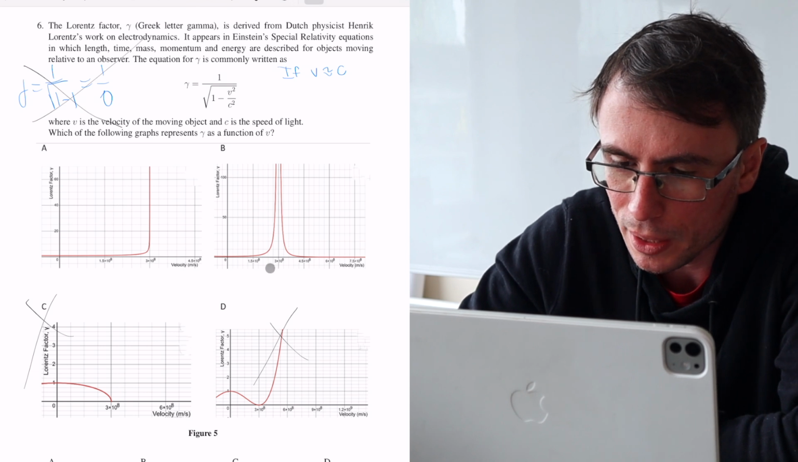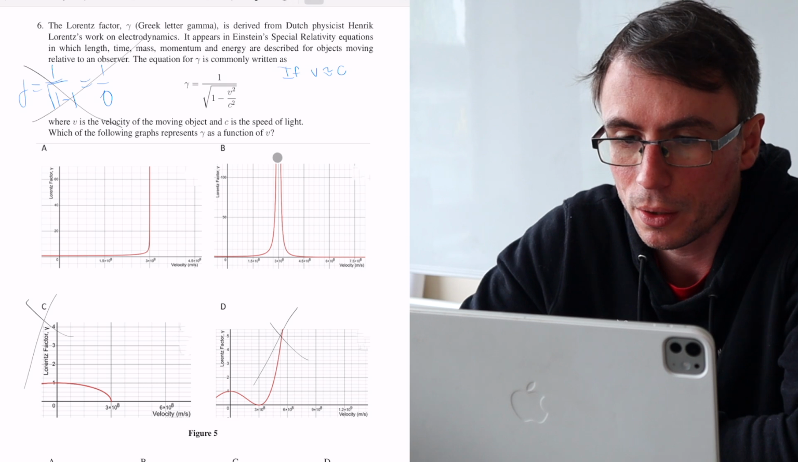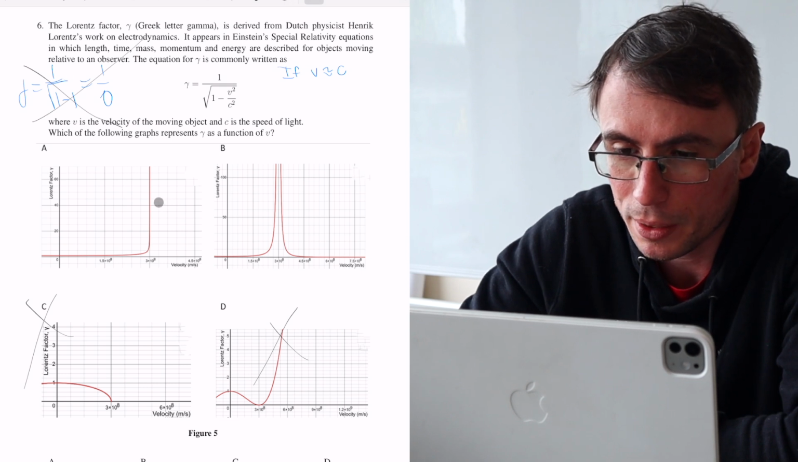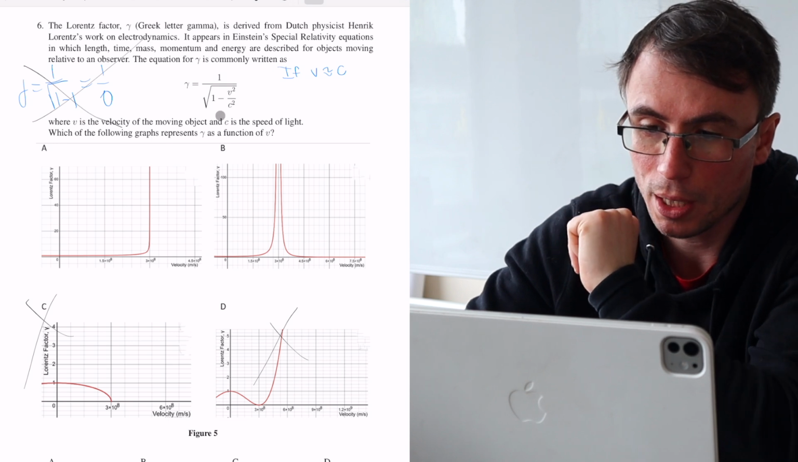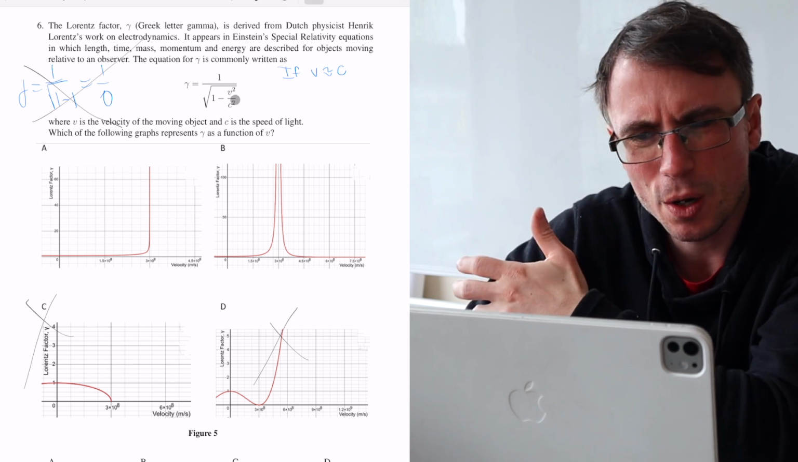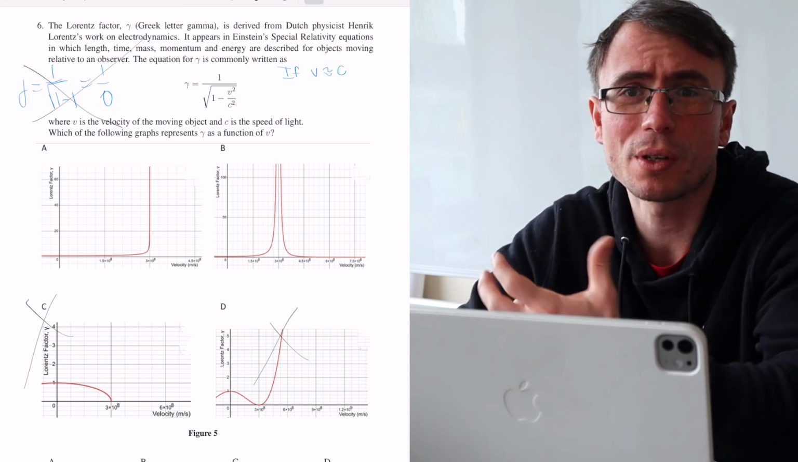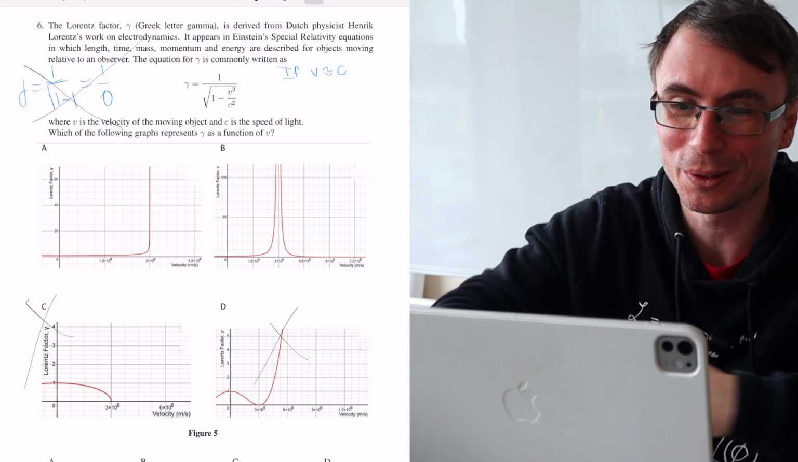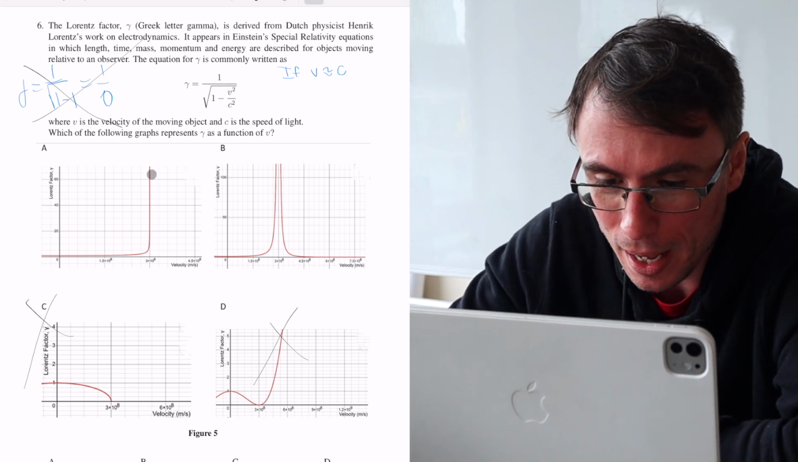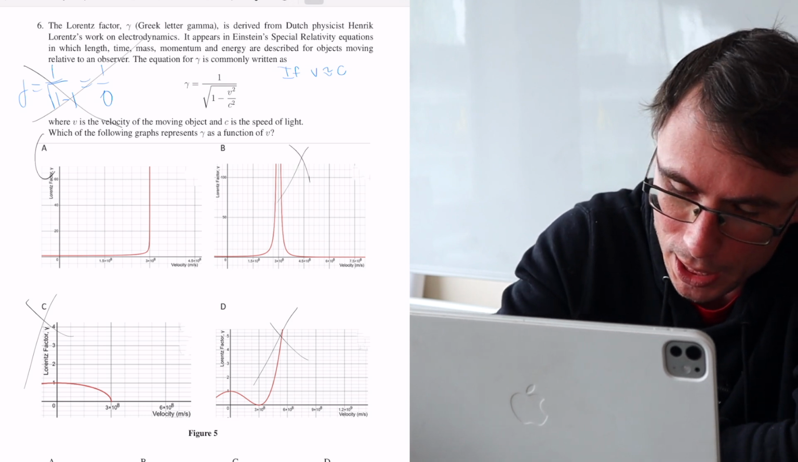We can also see that it absolutely cannot be this one, because if the speed is greater than the speed of light, we are going to get 1 minus a larger number, which is going to be the square root of a negative number, which means that the result is going to be imaginary. And I doubt this question is talking about particles called tachyons. But yeah, it can't be this one. It can definitely only be A.